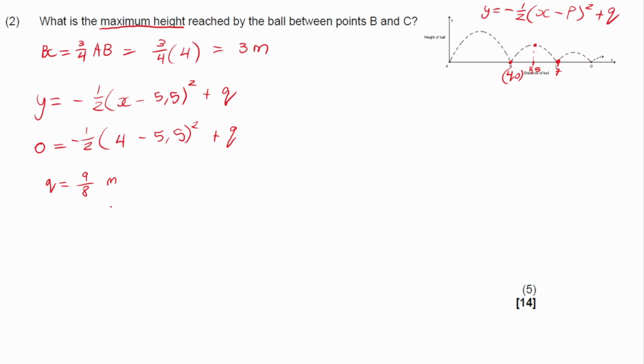meters. So remember, this form over here is given in the form of the x value of the turning point and the y value of the turning point. So over here, this would be p, q. So because we know q is 9 over 8, we know that the maximum height reached between points B and C is this value over here, 9 over 8 meters.